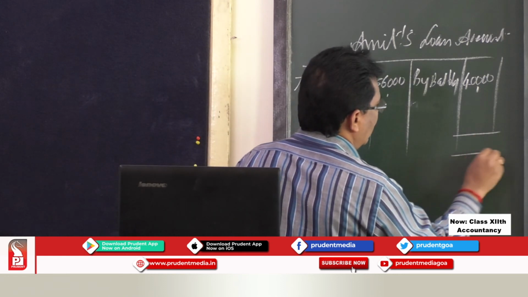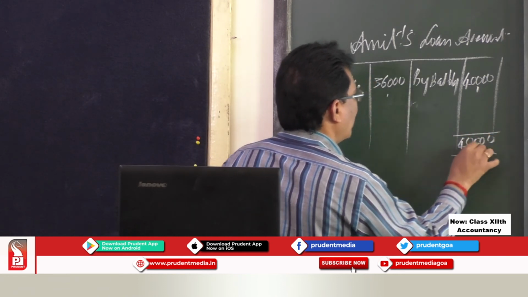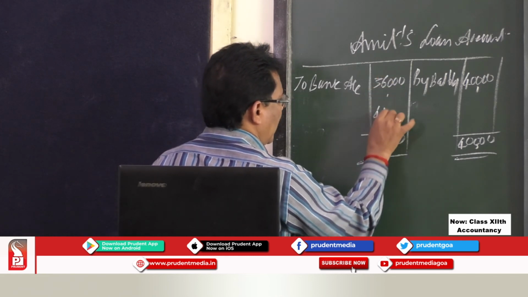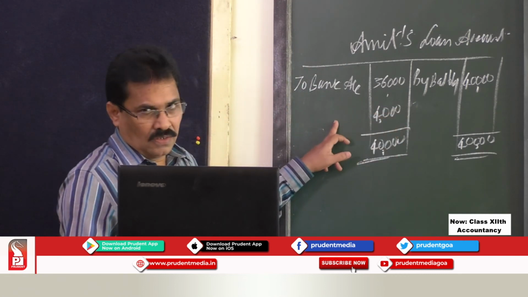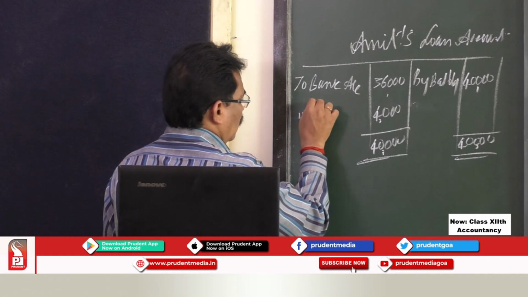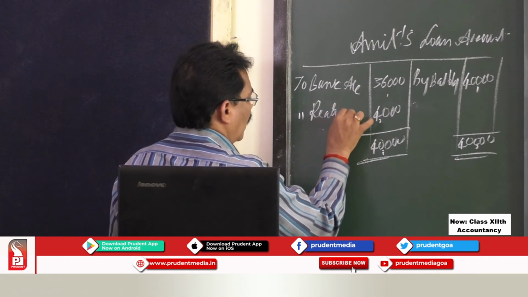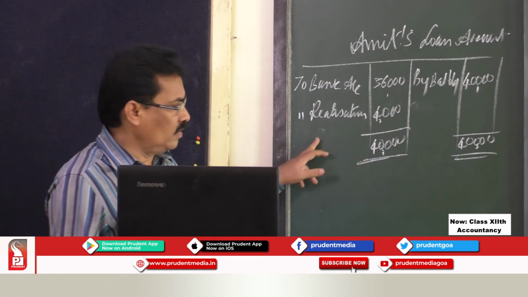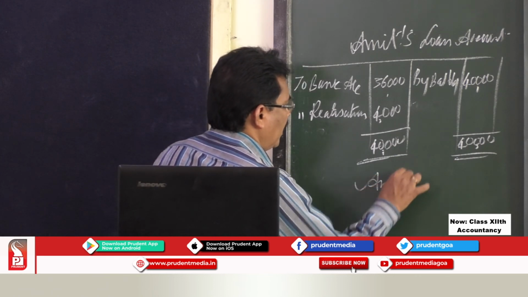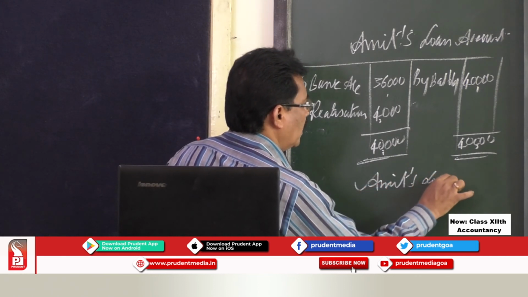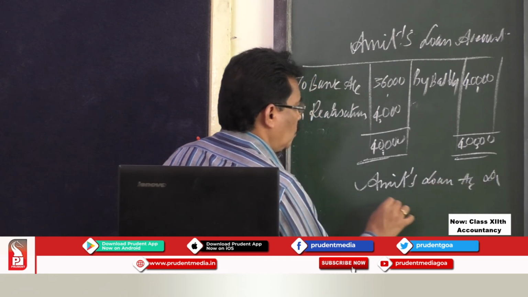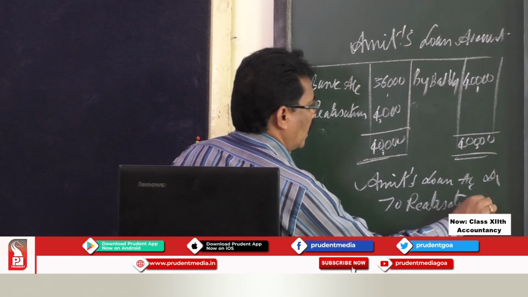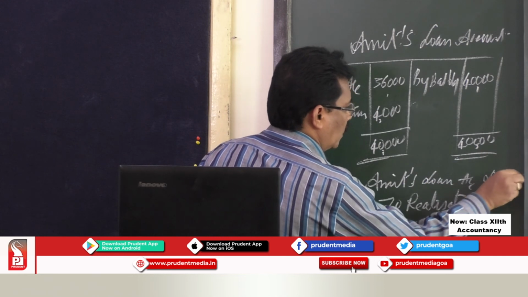Now, see, credit side is rupees 40,000, on the debit side is only 36,000, means there is still the balance of rupees 4,000. This is closed by transferring to realization account. So, when you transfer to realization account, the entry will be Amit's loan account debit to realization account rupees 4,000.